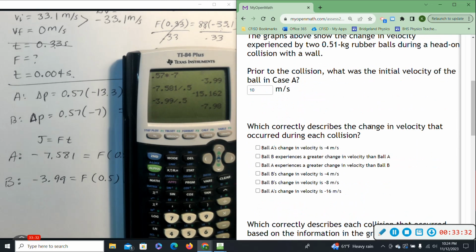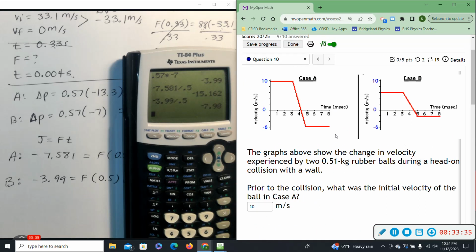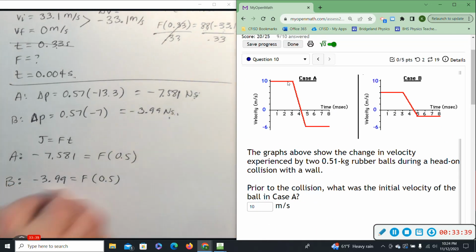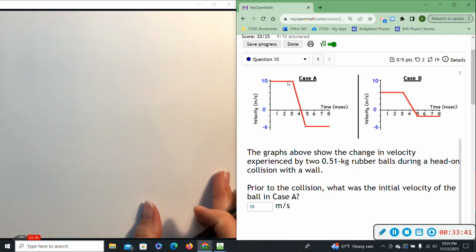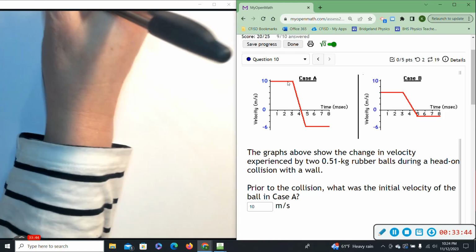Which correctly describes the change in velocity that occurred in each collision? Well, let's see. Case A, we start out, and I'm going to get a fresh sheet of paper. Let's find our changes in velocity.